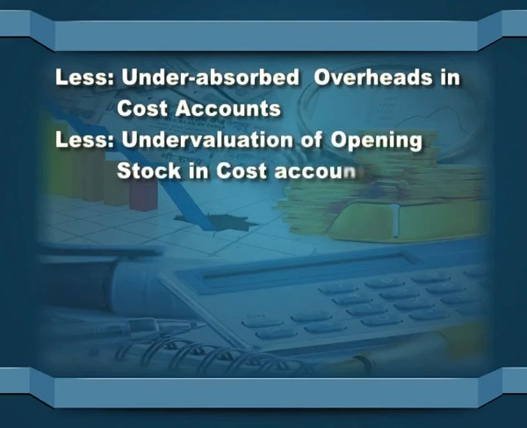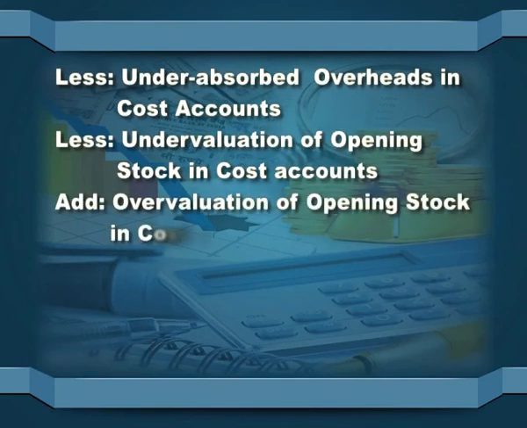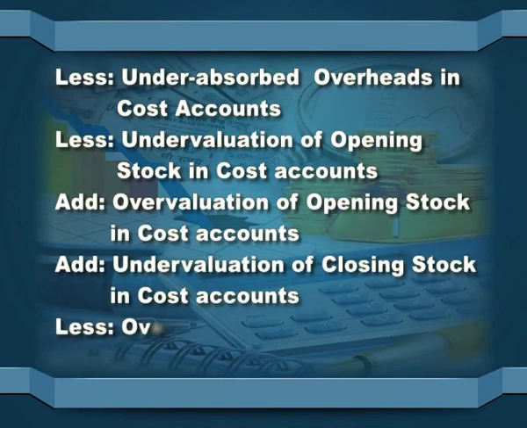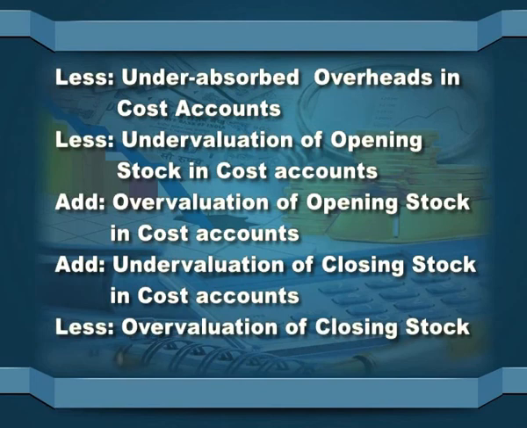Less undervaluation of opening stock in cost accounts. Add overvaluation of opening stock in cost accounts. Add undervaluation of closing stock in cost accounts. Less overvaluation of closing stock in cost accounts. This is how the profit as per profit and loss account, or a balancing figure, will be arrived at.